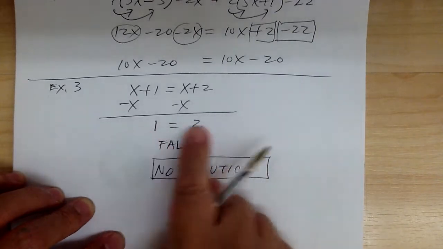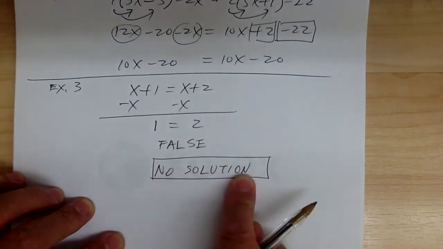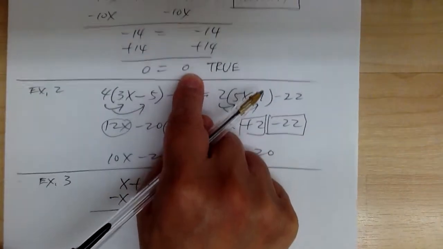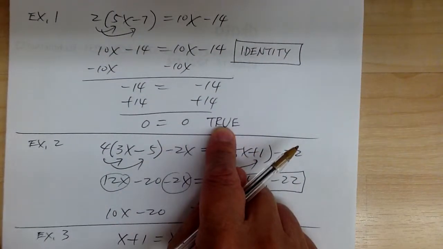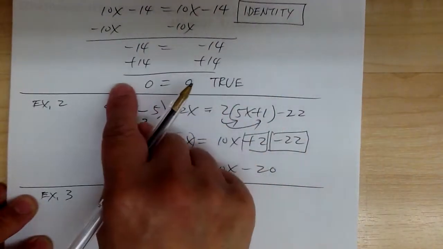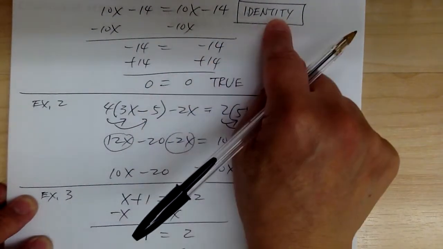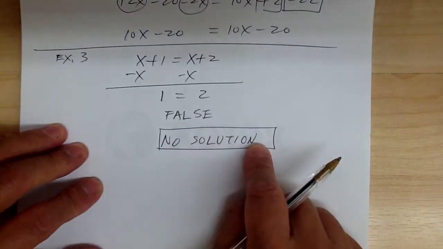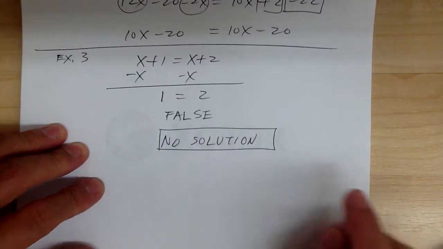So again, when it's always false, that means no solution. Nothing is going to work. When it's always true, right? 0 is always equal to 0, right? When it's always true, that means any number can work. So these two are like opposites of each other. This is any number can work, so it's identity. They are identical. This one is none of the numbers going to work, so there's no solution.